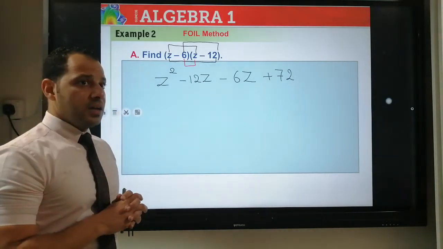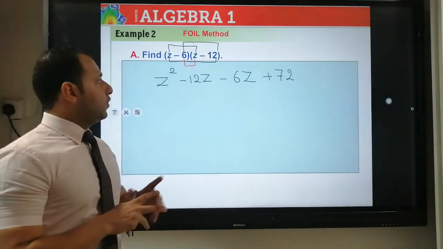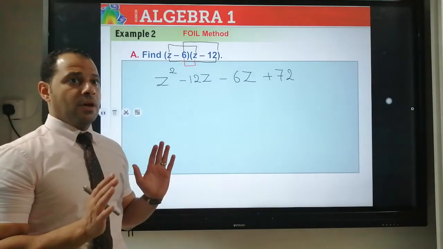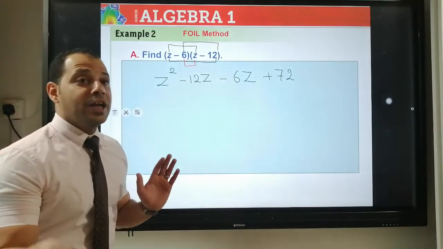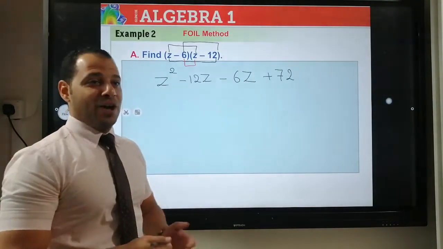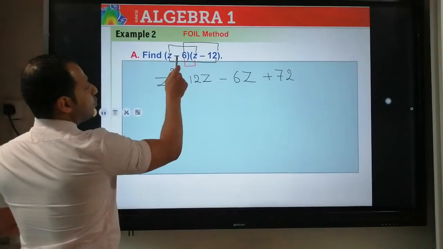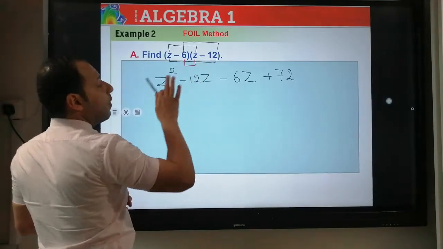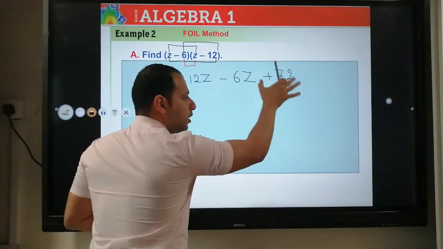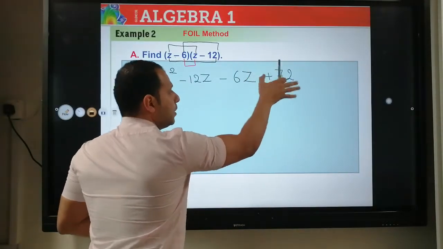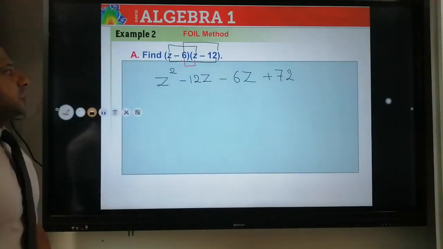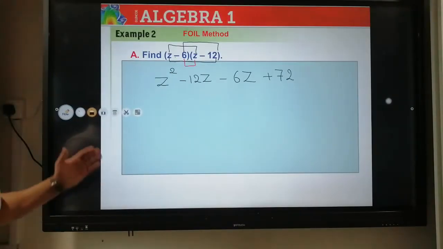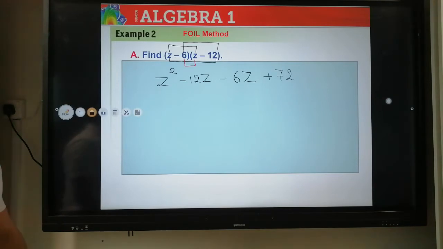Okay, negative here and negative here. You don't say negative, but negative times negative equals positive. So no problem here, because you have two same signs. If you have two same signs, the product must be positive. So negative 6 multiplied by negative 12 is equal to positive 72.